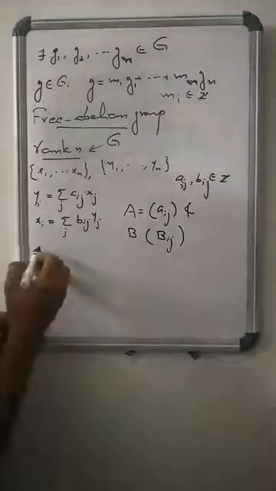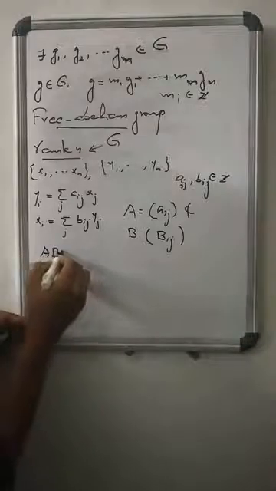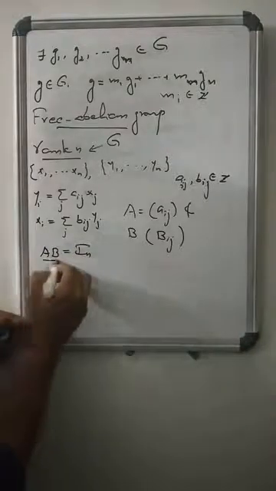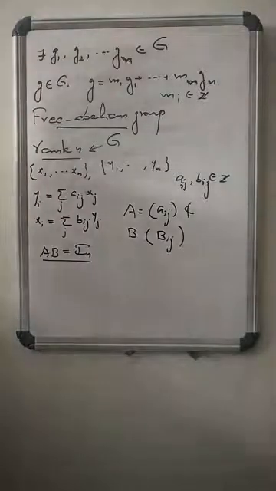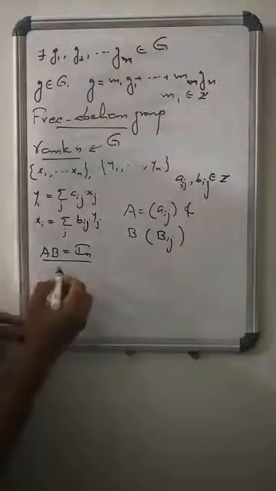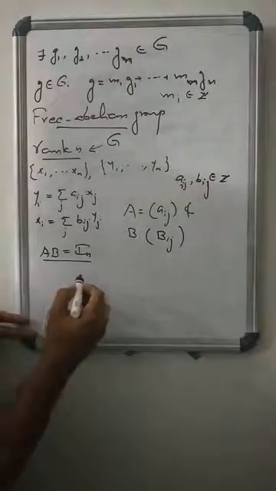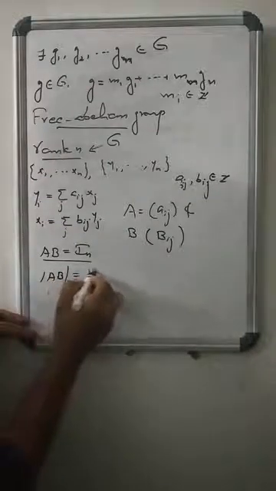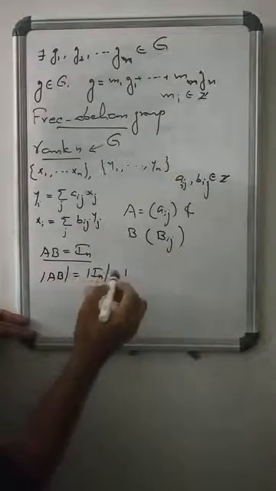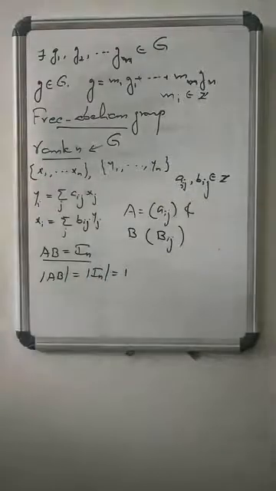Then it follows that AB equals In. A is an n by n matrix, B is also an n square matrix. So the product AB is also an n square matrix such that AB equals In, where In means the nth order identity. So what is the determinant of AB? Determinant of AB equals determinant of In. Determinant of In is 1. The determinant of an identity matrix is always 1 irrespective of the order.